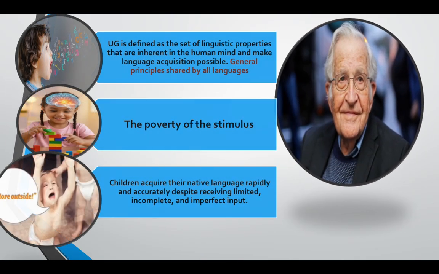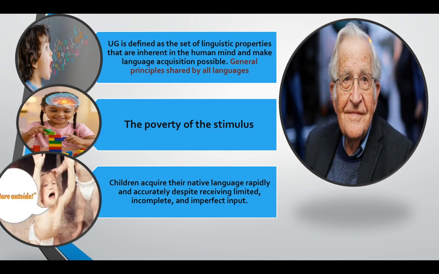Let's move to talk about universal grammar and the poverty of stimulus. One of the strongest arguments for universal grammar is the poverty of stimulus argument. This argument says that the linguistic input children receive is not enough to explain how they acquire full grammatical competence.